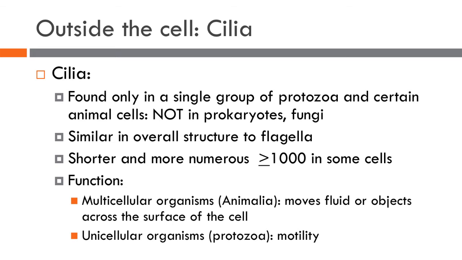And they have different functions depending on what type of cell they're on. So in a multicellular organism, like in the animal kingdom, cilia move fluid or objects across the surface of the cell. One place you would find cilia would be in the uterine tube, and they would beat to help push the egg down from the ovary into the uterus. In unicellular organisms, cilia are there to help move the cell around. So the cilia all stick out from the cell, and they're like little oars. They row the cell about.